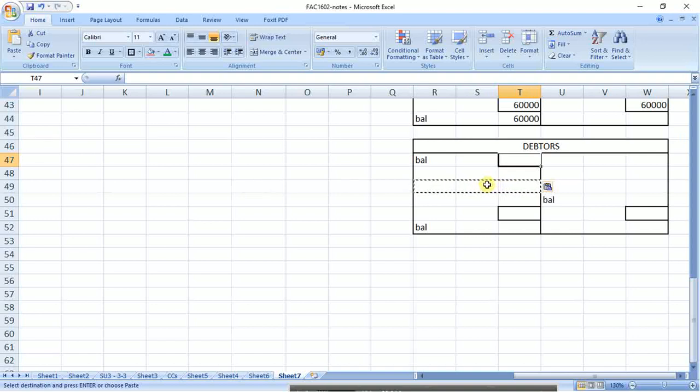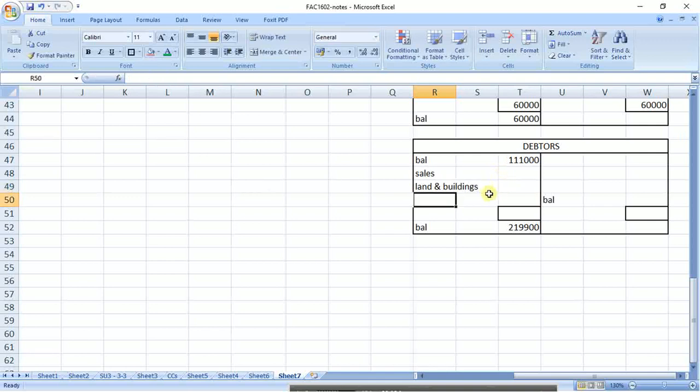Trade receivables is 111,000 at the beginning and at the end it's 219,900. Fine. Okay, what else goes into debtors? Sales and the land and buildings, because the land and buildings was bought using half credit. Do you agree?